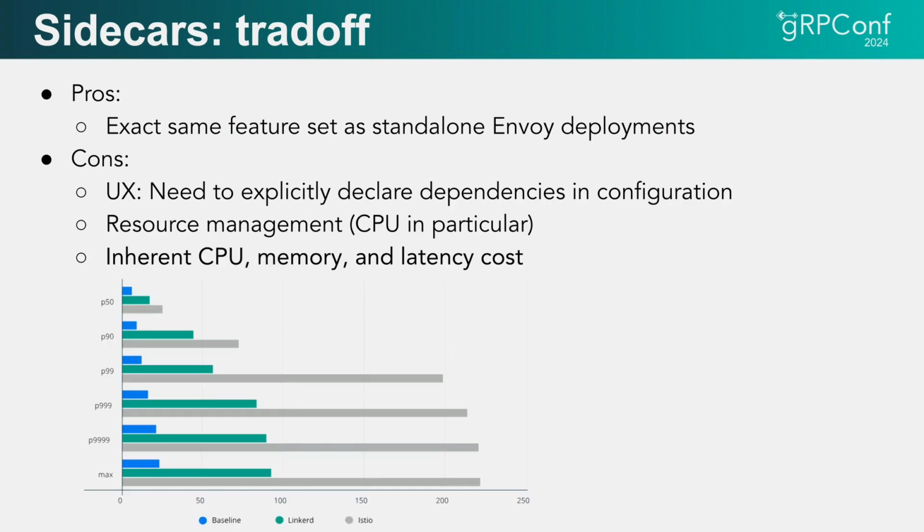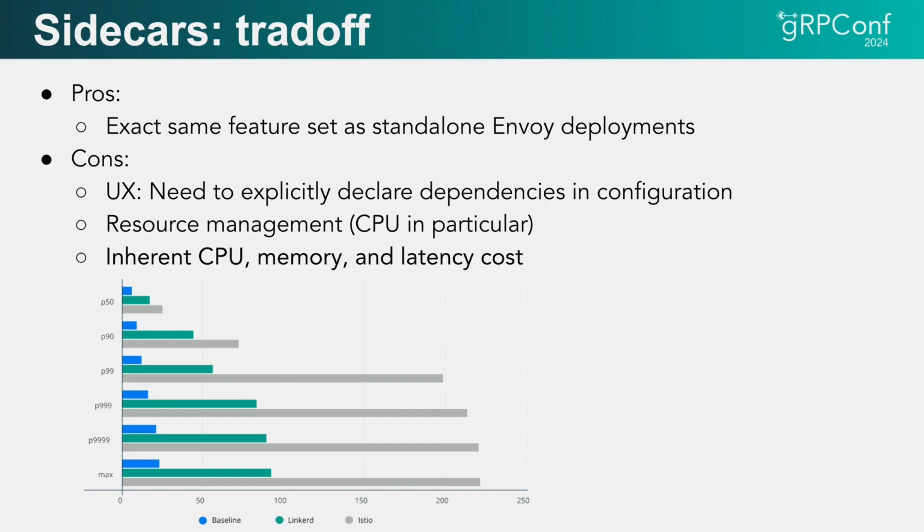And another problem is that there is an inherent cost to a userland network hop. So this is a graph actually advertising the performance of Linkerd, which is in green. It adds a bit of latency, less than Istio, which is another service mesh. But the blue line is really what you want, what your applications are going to want. This is the baseline without a service mesh.